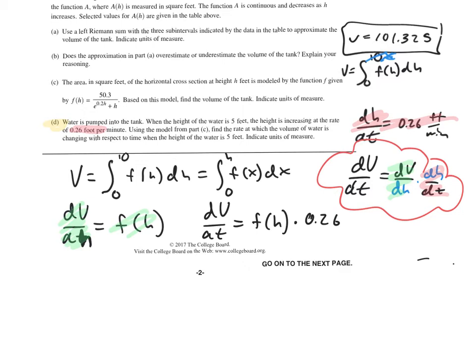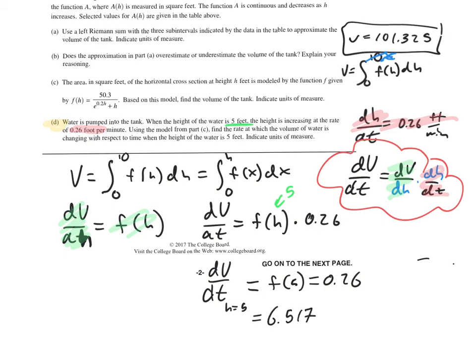Okay, they're specifically asking for it when h is 5, so I'm just going to plug in a 5 there. So what is dV/dt when h equals 5? It is whatever f of 5 is times 0.26. f is this nasty function up here. If you type this whole thing into your calculator, hopefully you already did, because it'd make your life easier, as your y1 or your f of x, then all you have to do is go to your table and type in a 5. And when I do that, I get that f of 5 is about 6.517.